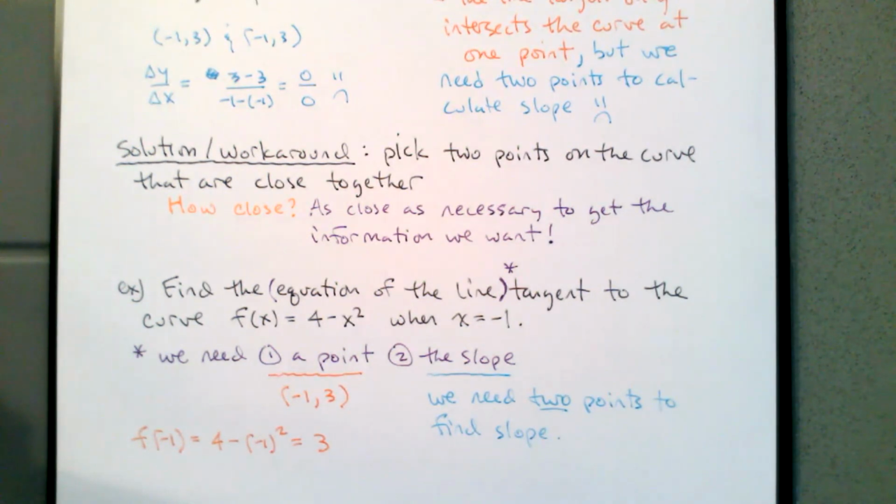I'm not sure. So we need 2 points to find the slope. We have a point where x is equal to -1. We're going to pick a point that's close to -1.